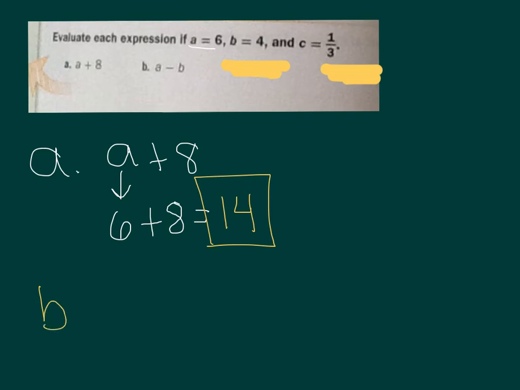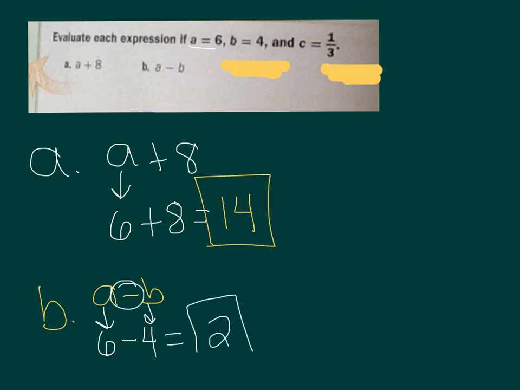Now for letter B. It says A minus B. Well, I know A is 6 and B is 4. And it tells me I need to subtract them. So 6 minus 4 I know is 2. And that's my answer. So we're just simply plugging in what they tell us the letters equal.